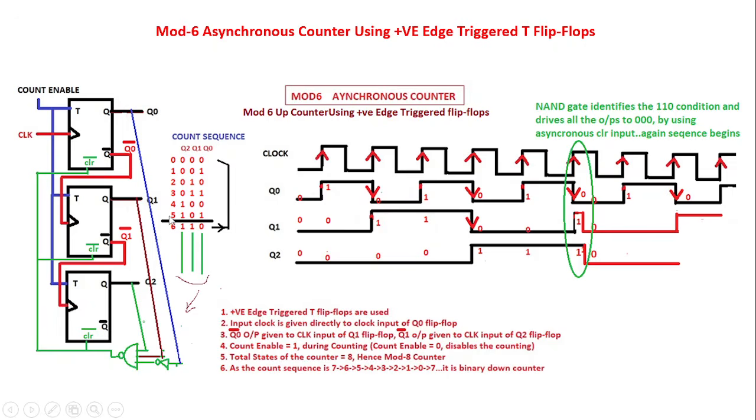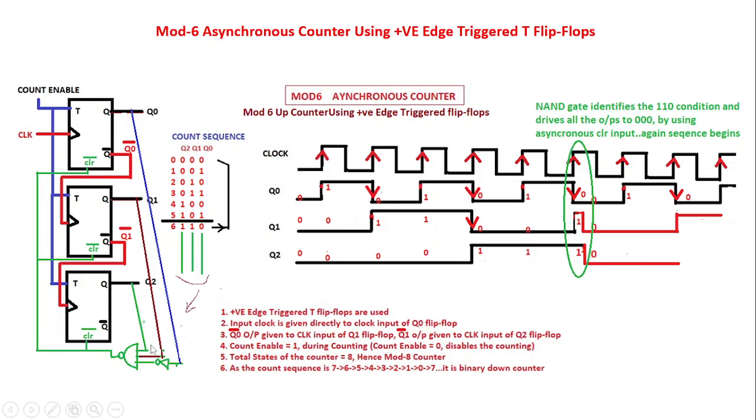Once it reaches the last state, the next state is 6. We don't want the 6, but 6 is to be used as the way to start the first state. So to identify the 6, we have designed a circuit. We have taken a NAND gate here. 6 is nothing but what? Q2 is 1, Q1 is 1, Q0 is 0.